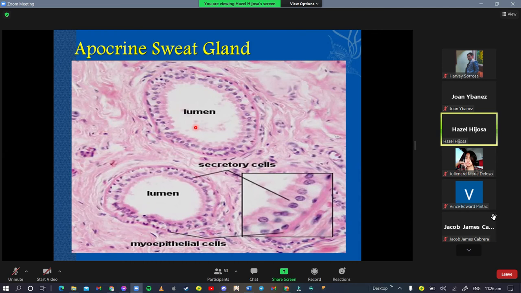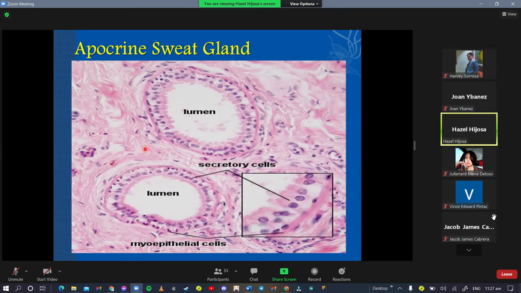So where can you find apocrine sweat glands? In the areola of the breast, Doc. Okay, where else? In the mons pubis, Doc. Mhm. Okay, usually they are found in the axilla, the areola, and the nipple, and also the skin around the anus and the external genital area.